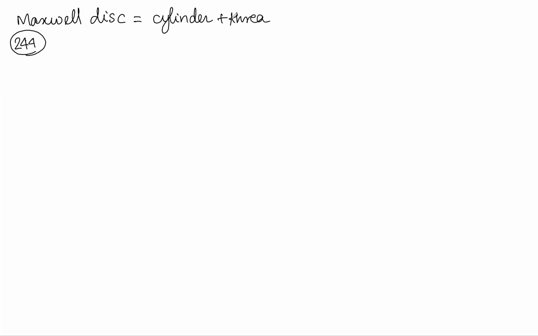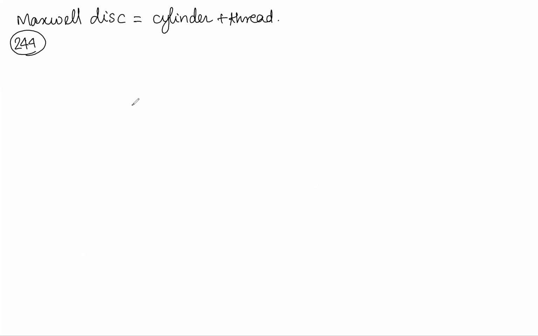The ends of thin threads tightly wound on the axis of radius r of a Maxwell disk. What the hell is a Maxwell disk? A Maxwell disk is a cylinder. So first of all, in this question it says Maxwell disk. So a Maxwell disk is a cylinder with threads on it. Okay, it's basically like a spool of thread that you're hanging.